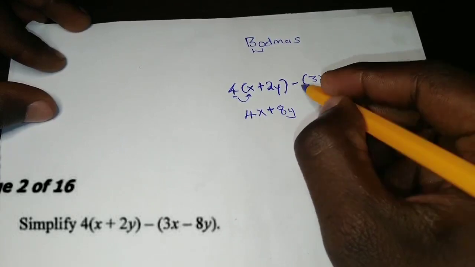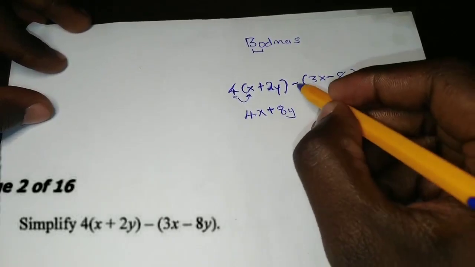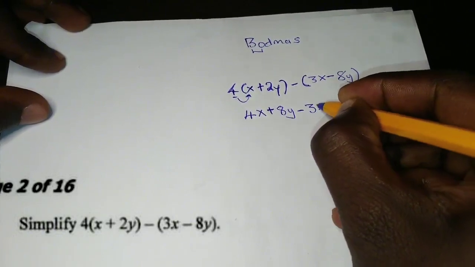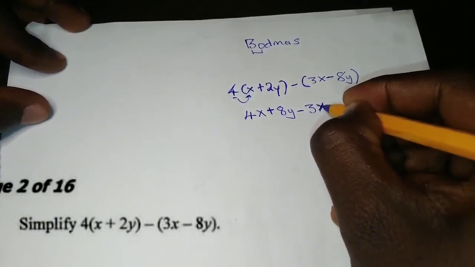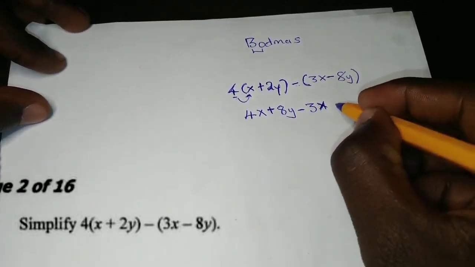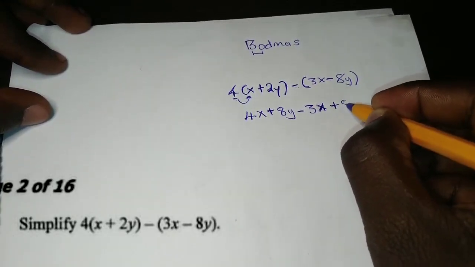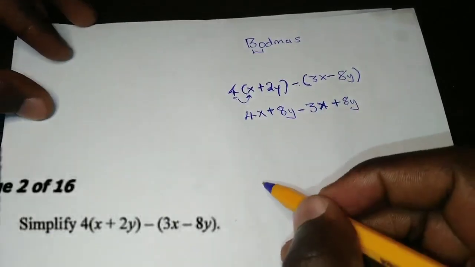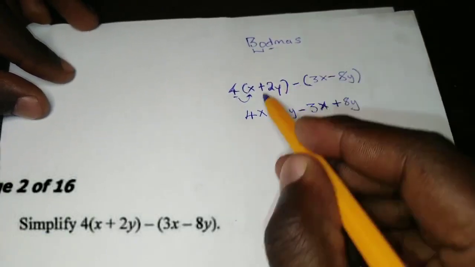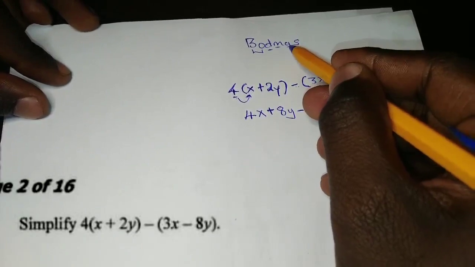Then this negative will multiply with everything that is in the brackets. Negative times 3x, you get negative 3x. Then negative times negative 8y. A negative and a negative is positive, so you get positive 8y. Then what follows is division, but we don't have division. Multiplication, we don't have multiplication, so we go to addition and subtraction.